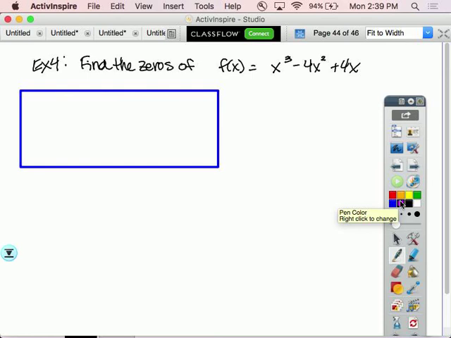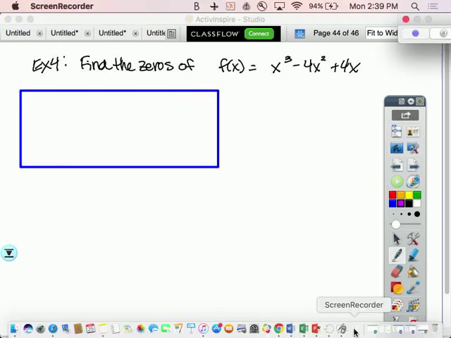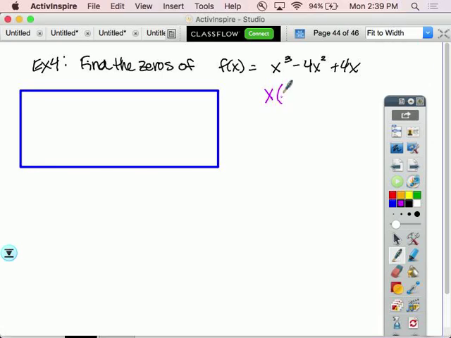Find the zeros. What does it mean to find the zeros? It basically means solve. And one of the ways that you can do that is by factoring. All right, how do we start factoring? We take out the greatest common factor, which is x.